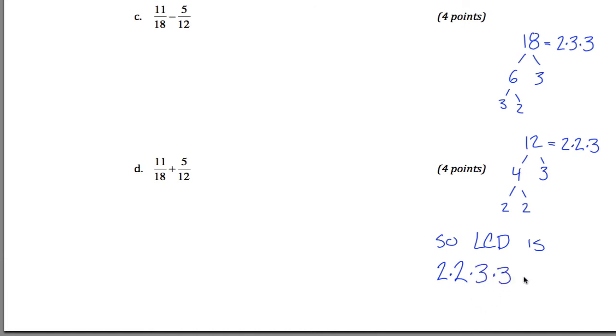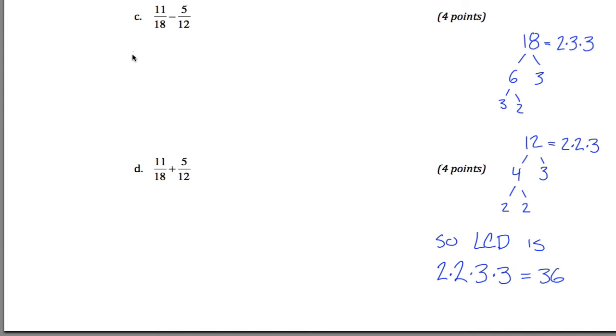So 2 times 2 times 3 times 3, if you multiply those all out, you get 36. That's our least common denominator. Note that right here, 2 times 2 times 3, we have 12. And over here, 2 times 3 times 3, we have 18. Here's our least common denominator, it's 36. So with that knowledge, we can go up here and do these problems.